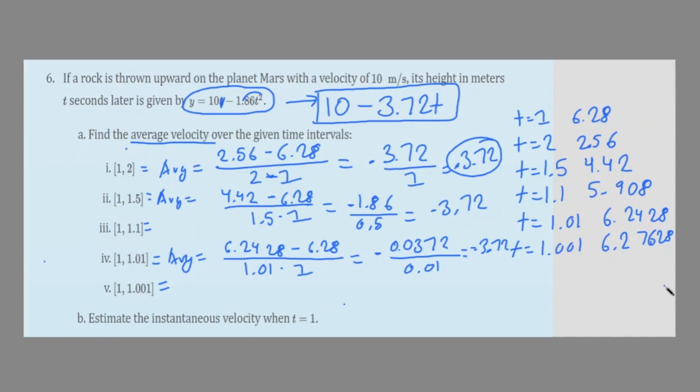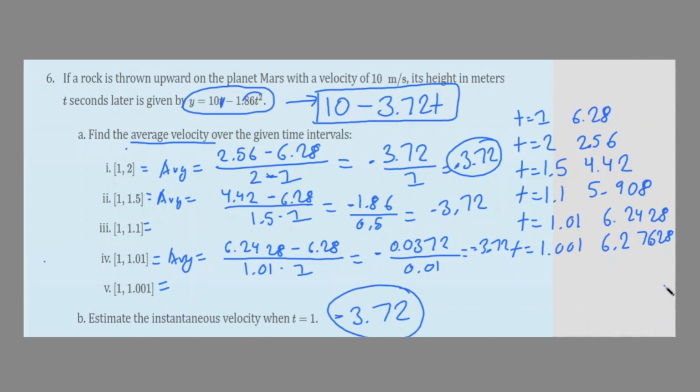Alright, so from the average velocities of the other intervals, all near 1, we could estimate that the instantaneous velocity at t equals 1 will also be negative 3.72. So that is the answer to that question.